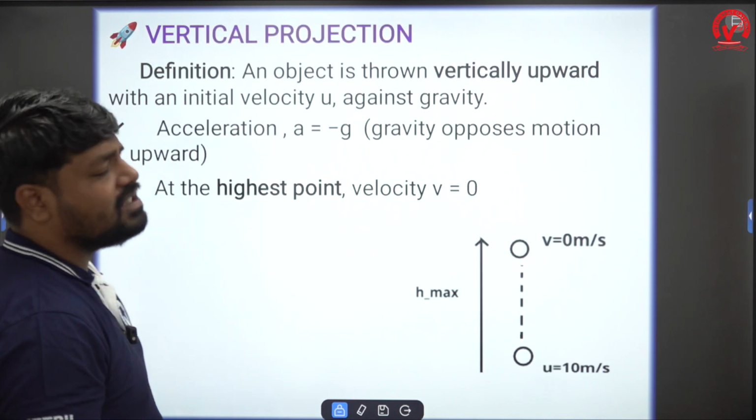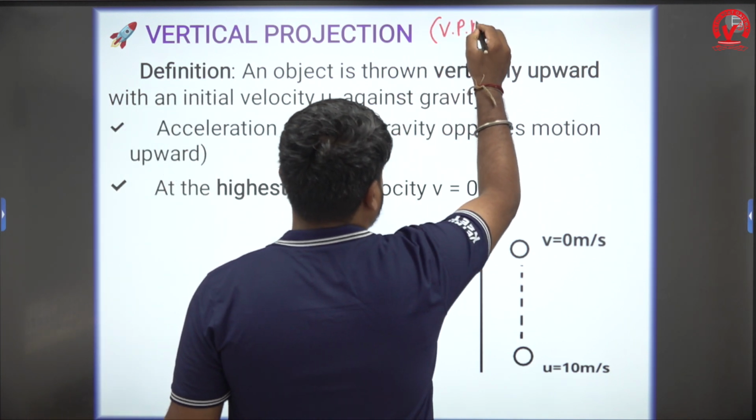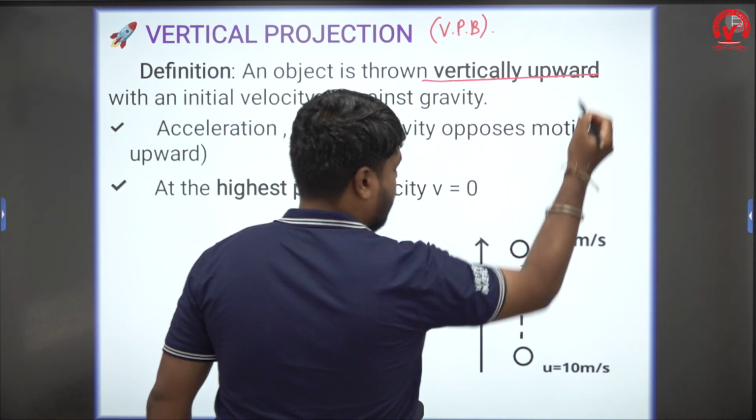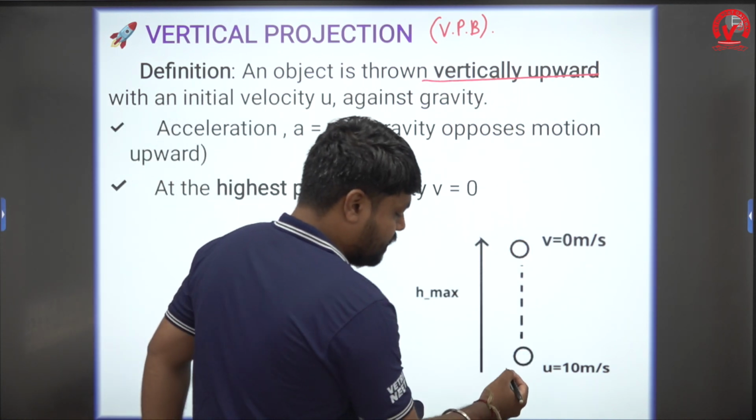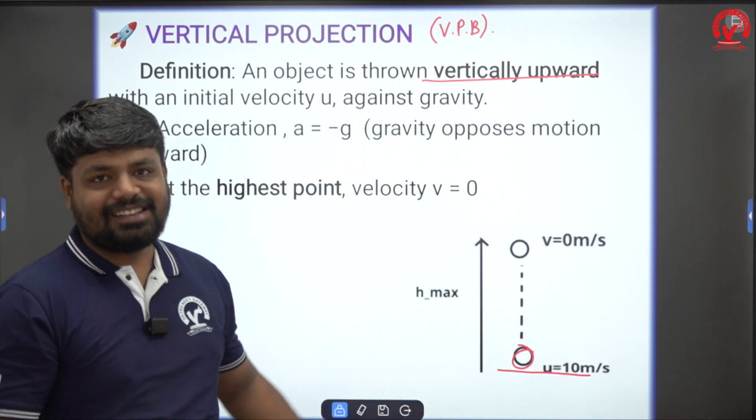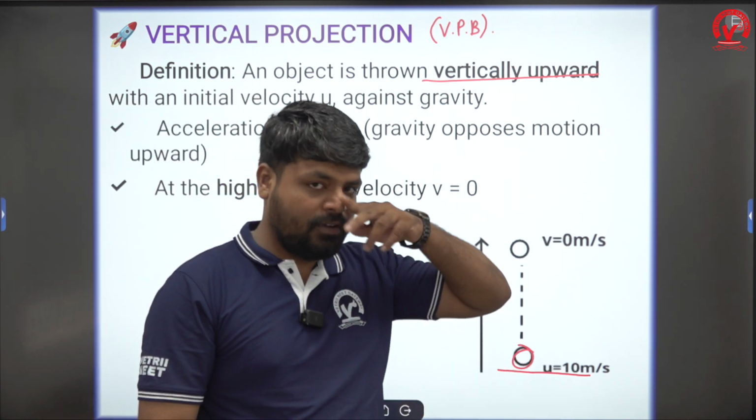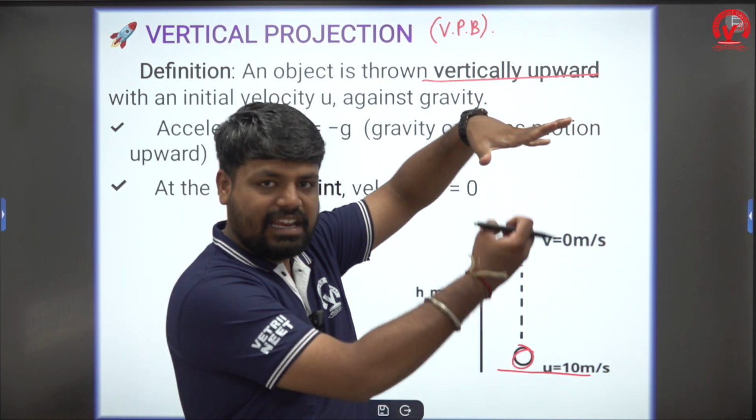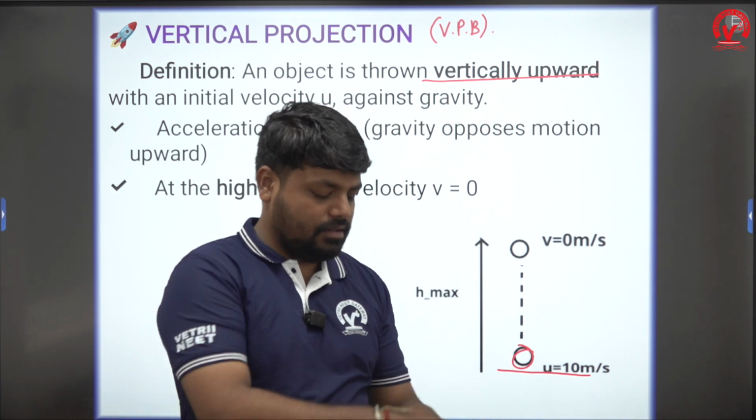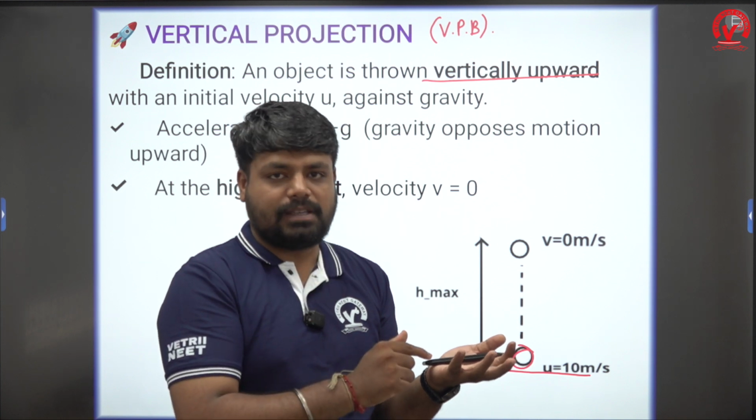Next one is the vertically projected body, VPB. Here an object is thrown vertically upwards from the ground. If you want to move the body upwards, you should give some velocity, right? In the case of the freely falling body, if the body is to move downwards, you just need to leave it, because the gravity attracts the body. Here, if we keep this, will it move upwards without giving any velocity? No, not at all. I have to give some velocity to move this upwards.